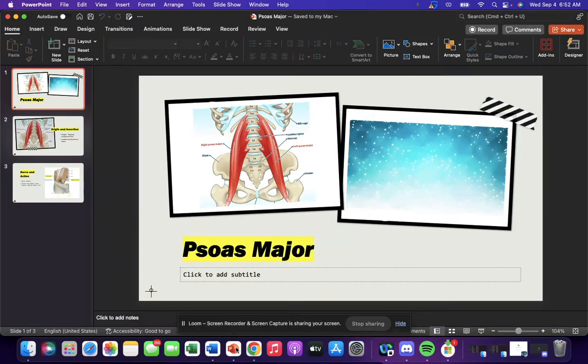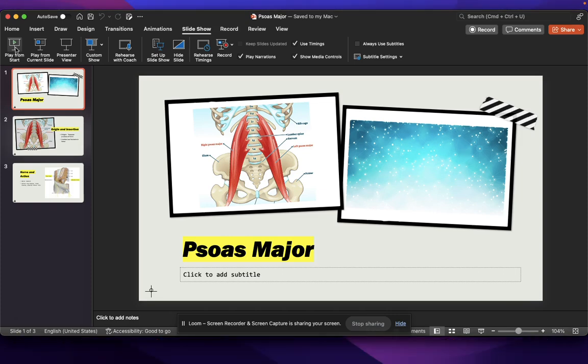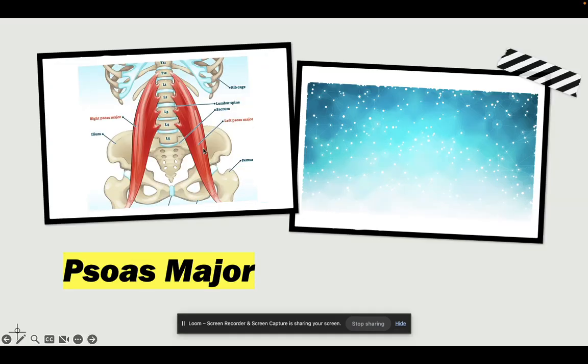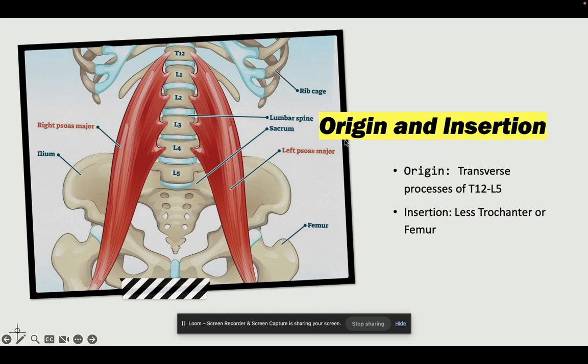Today we're going to be talking about the psoas major, which is a hip movement muscle. As we dive into this, we can see that it originates from the transverse processes from the T12 to the L5 vertebrae. So there's quite a few origins on here, crossing about 5 different spinal vertebrae, and then it inserts down here on the lesser trochanter of the femur.